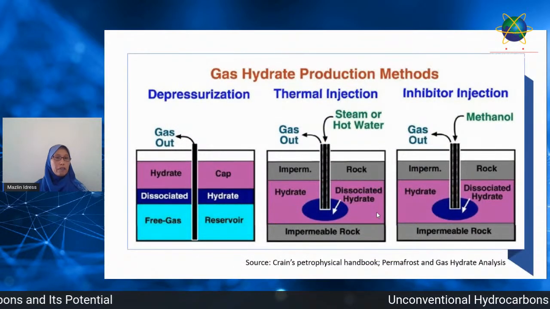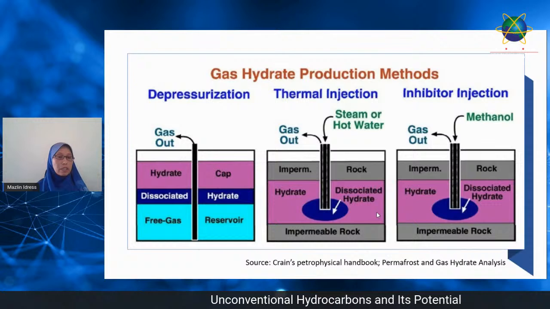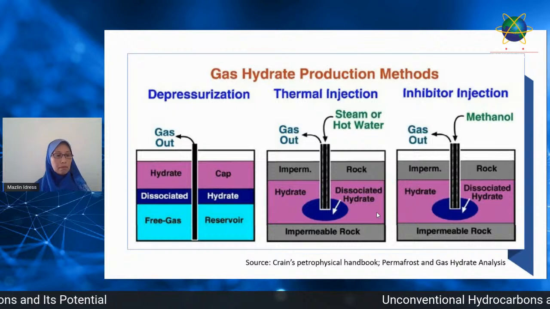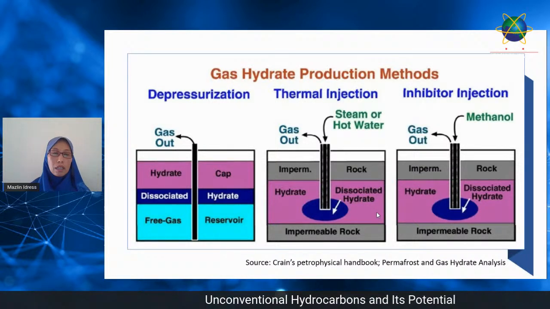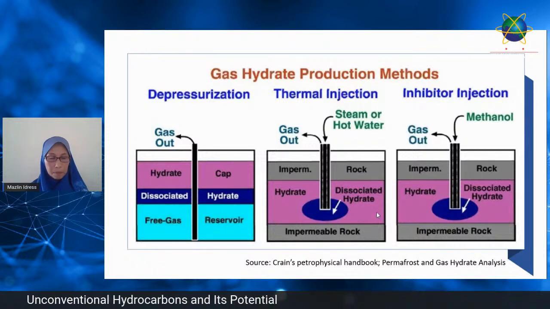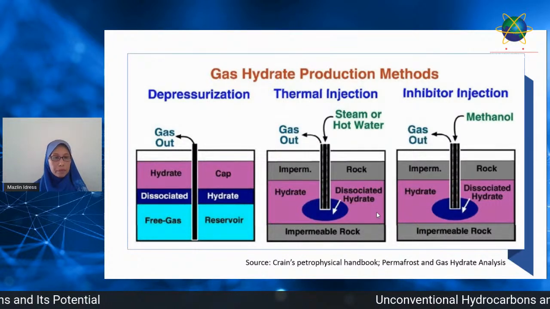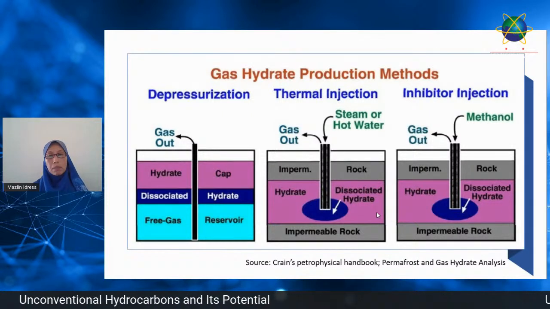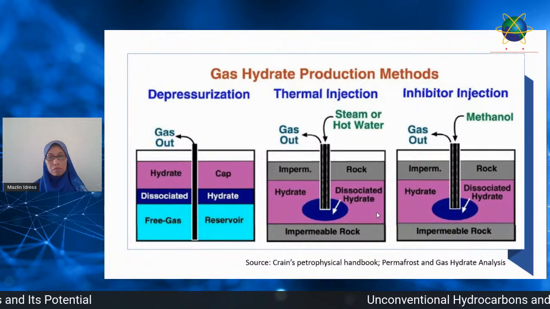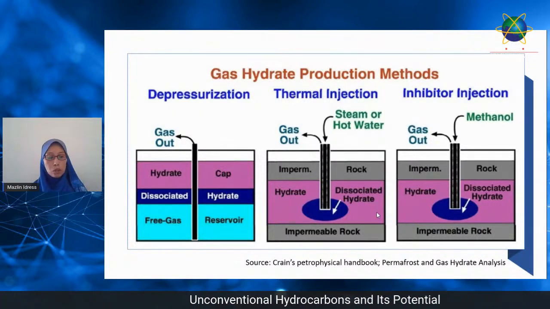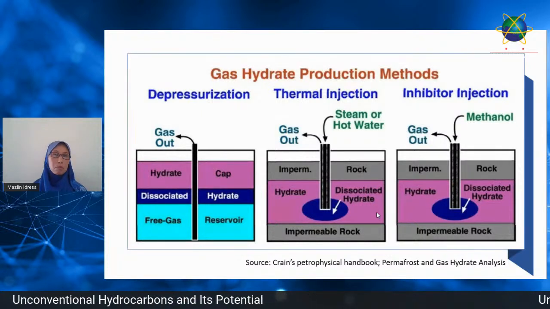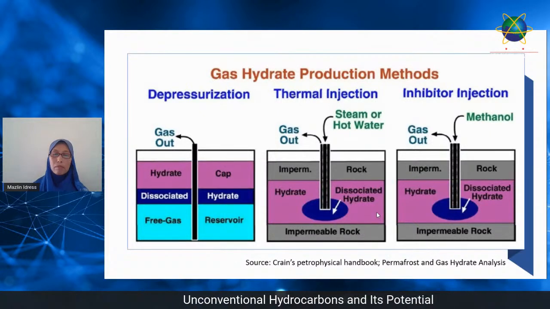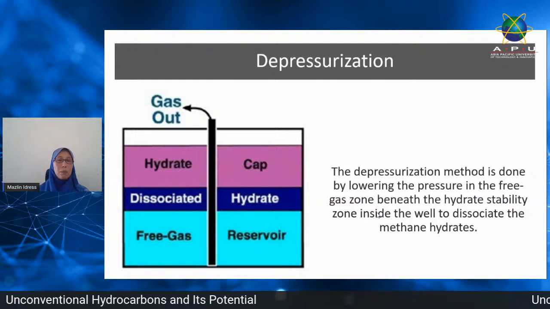Right. And these are the three gas hydrate production methods. The first one is depressurization. The second one is the thermal injection method, and we have the inhibitor injection method. This method is basically manipulating the pressure and temperature, and we are adding thermodynamic hydrate inhibitor or kinetic hydrate inhibitor into the gas hydrate bearing area.